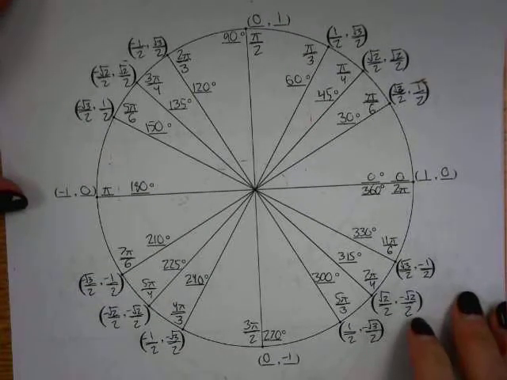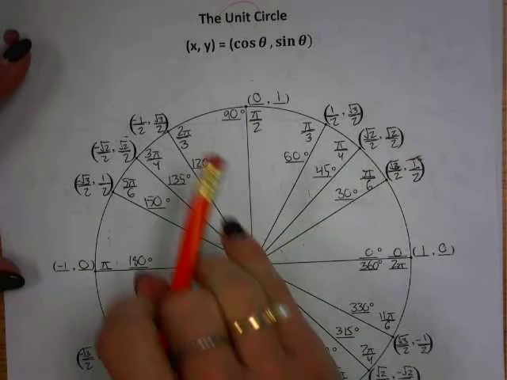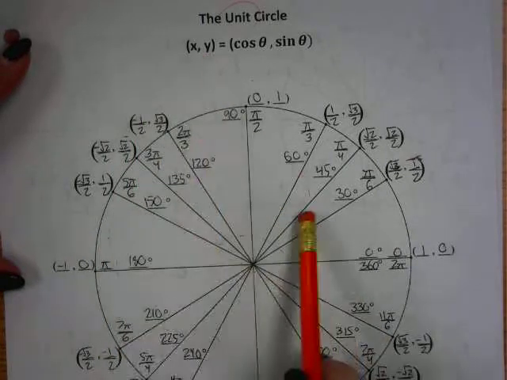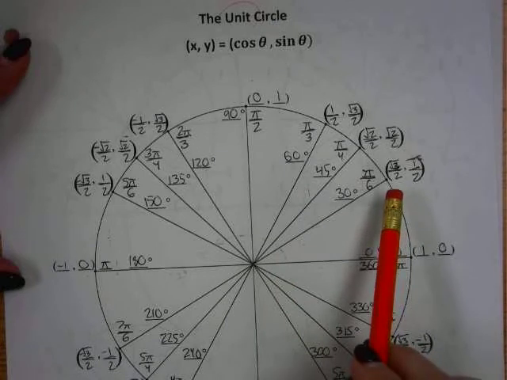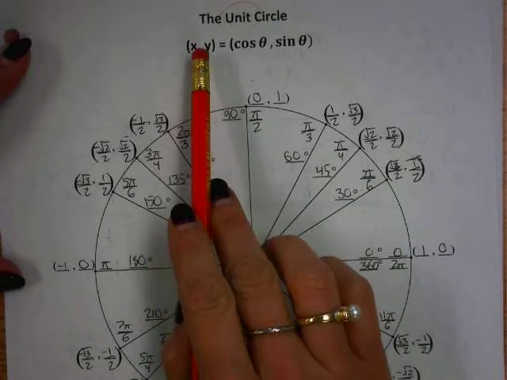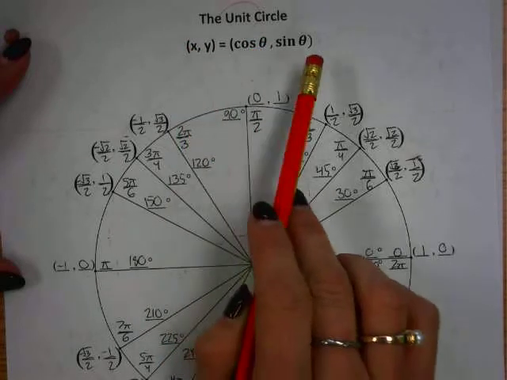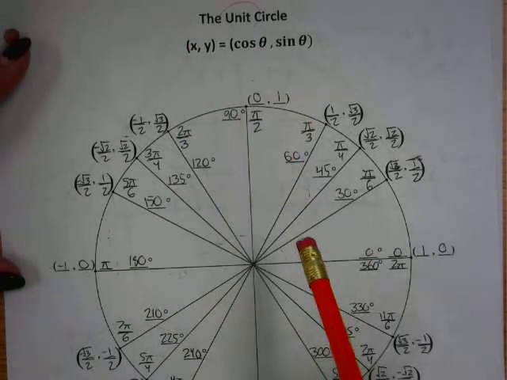Now, something helpful to think about also is, remember that we proved the other day in class that for the unit circle, since the radius is 1 and our hypotenuse is 1, x is always going to be equal to cosine of our angle, and y is always going to be equal to sine of our angle.